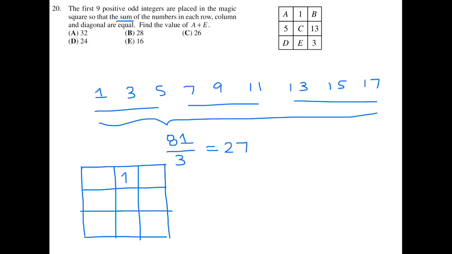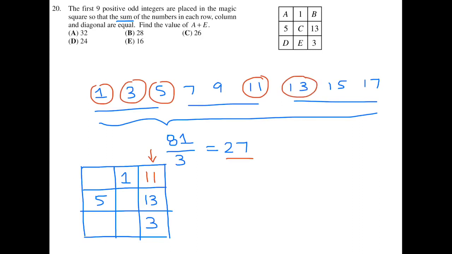So let's fill in what they've already given us: 1, 5, 13, and 3. So the only column so far that we have a lot of help in is this one. 13 plus 3 plus something is going to be 27. So that something has to be 11. All right? So let's circle the numbers that we've already chosen so we know what's left. All right. Now let's look at this one. 1 plus 11 plus something has to equal 27. So that's got to be 15.